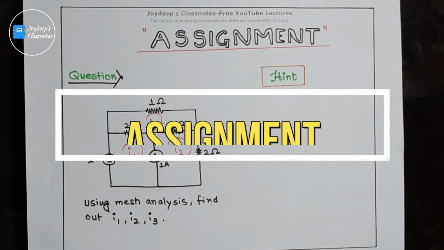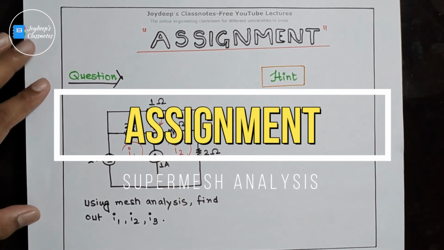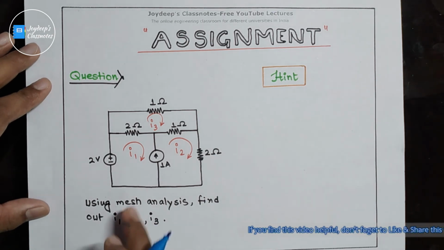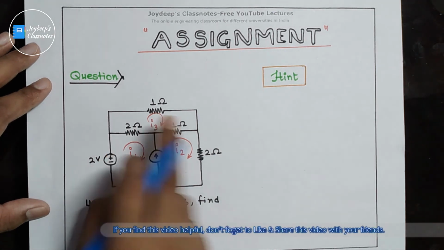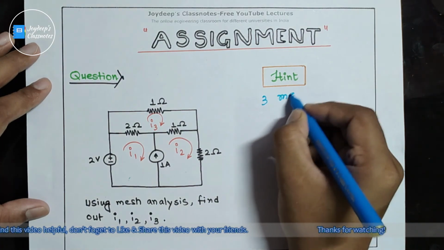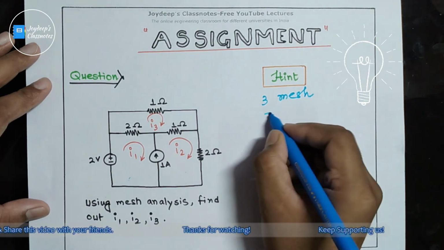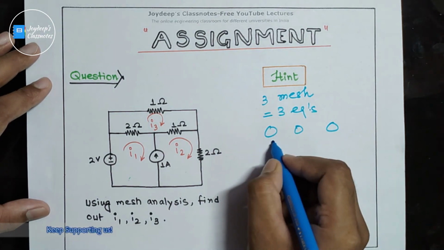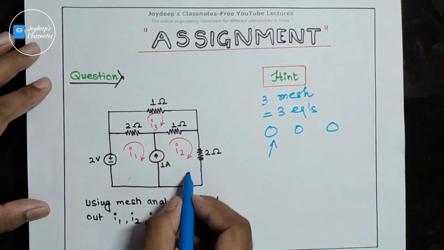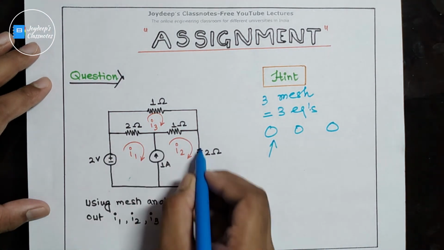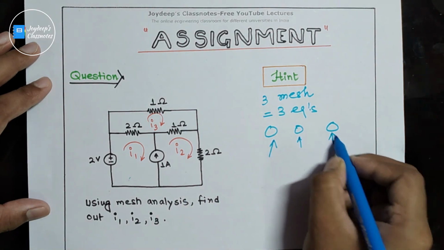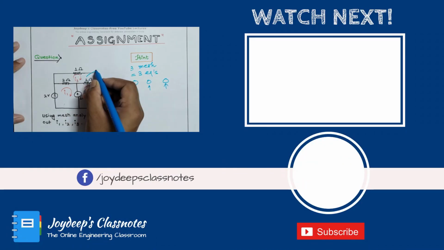Now this question is for your assignment. The question says, using mesh analysis you have to find out I1, I2 and I3. In this question you have 3 meshes, mesh 1, mesh 2 and mesh 3, right? As a hint, 3 meshes means 3 equations. Out of these, one equation will come from applying KVL at this supermesh. Clear? Another equation will come from applying KCL at this ground node, and another equation will come from applying KVL at this mesh.